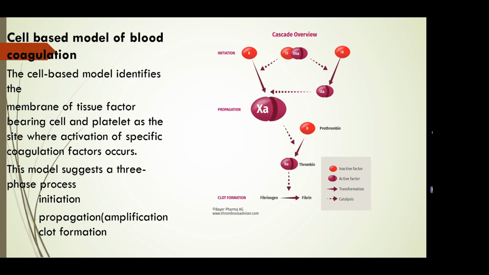So the cell-based model of blood coagulation identifies the membrane of the tissue-bearing cells and platelets as the site where activation of specific coagulation factors occurs. Okay, so this model suggests a three-phase process, unlike the extrinsic, intrinsic, and common pathways. It describes three processes: initiation, propagation, and clot formation.